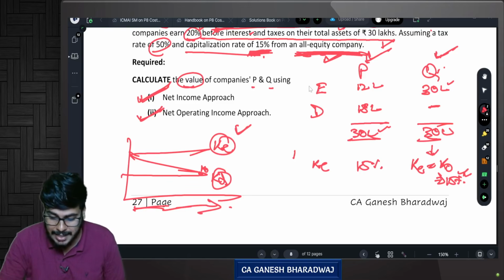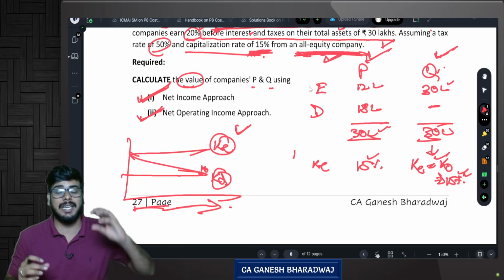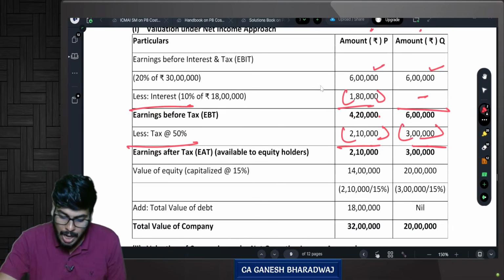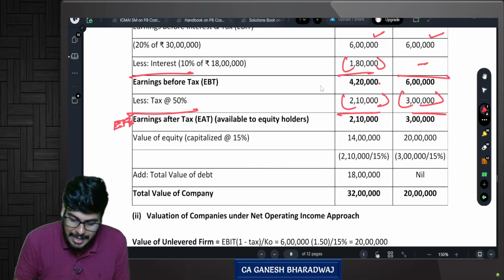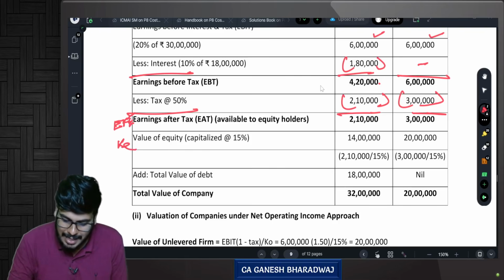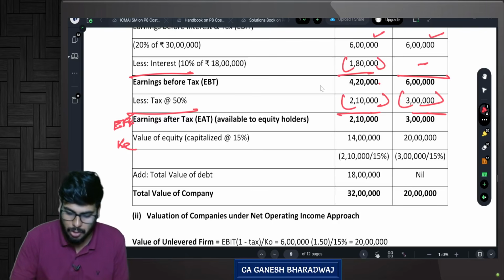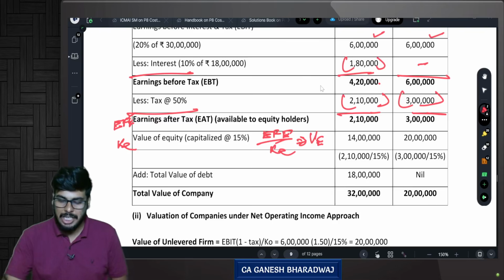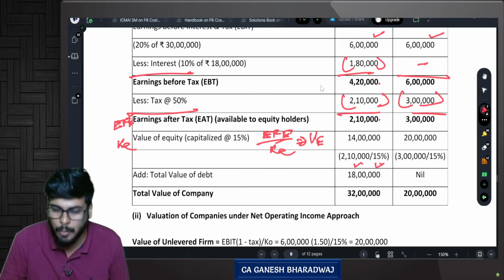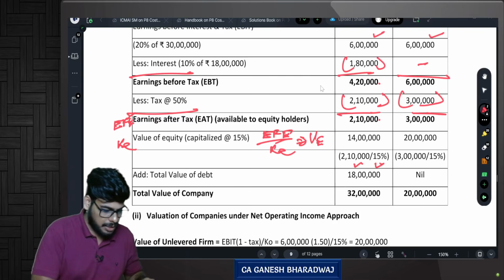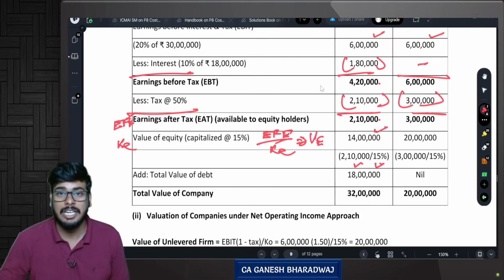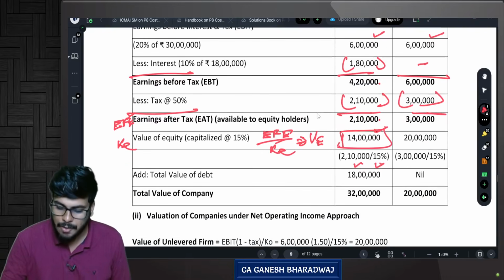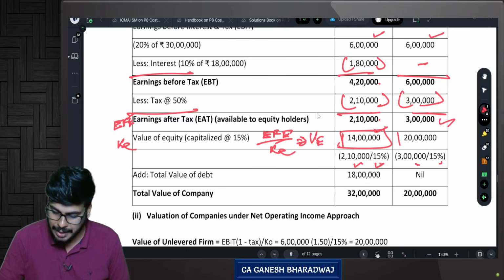Are you clear with this? So can I say this 15% is the KE capitalization rate for both the companies, P Limited and Q Limited. Correct or not? Now, earnings for equity divided by KE, can I say is the total value of equity? Yes or no? Yes, guys. So here 2,10,000 divided by 15%, that is 2,10,000 divided by 0.15. How much does it come to? 14 lakhs. So for P Limited, the value of equity is 14 lakhs. For Q Limited, what is the value of equity? 3 lakhs divided by 15%. It's going to be 20 lakhs.